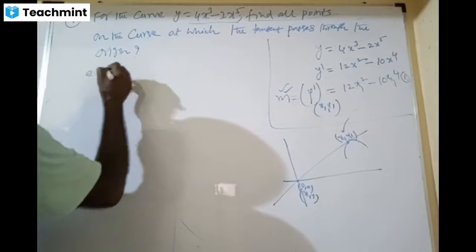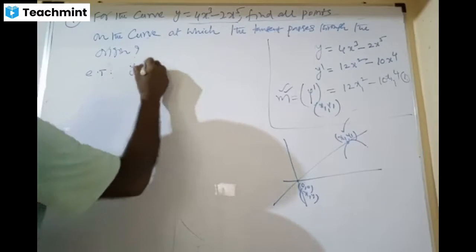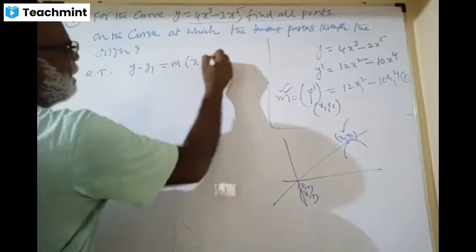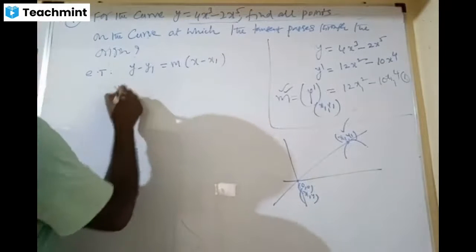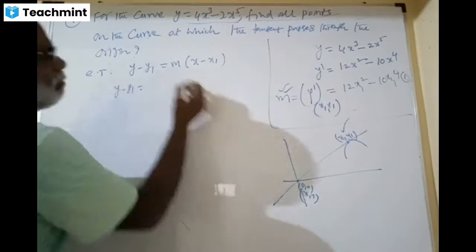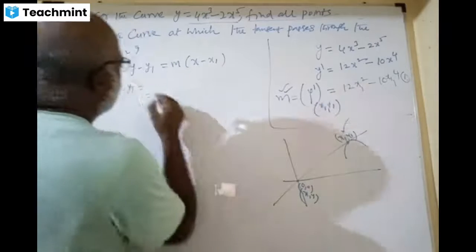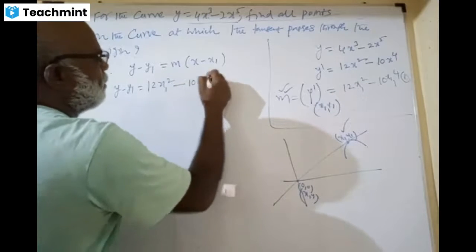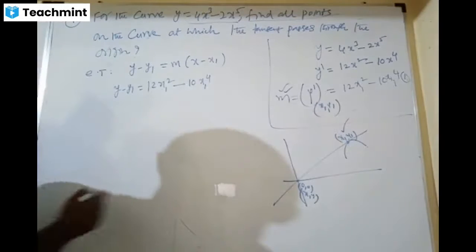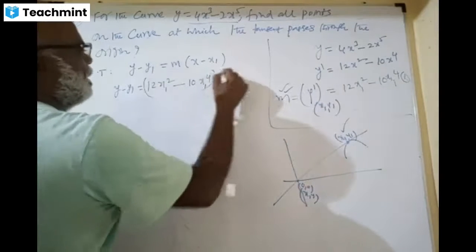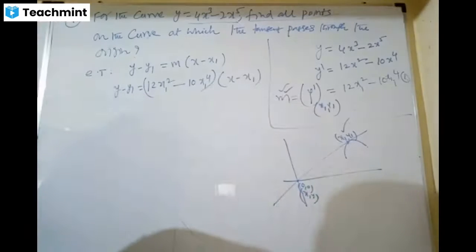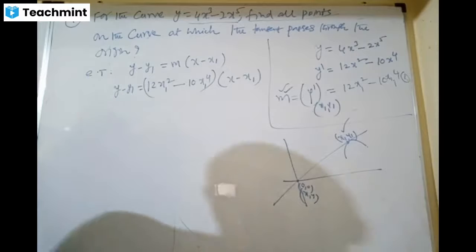What is the equation of a tangent? y minus y1 is equal to m into x minus x1. Here m is 12x1 square minus 10x1 power 4, into x minus x1. That's why they asked for it in the 2 mark question, maybe as an optional question.